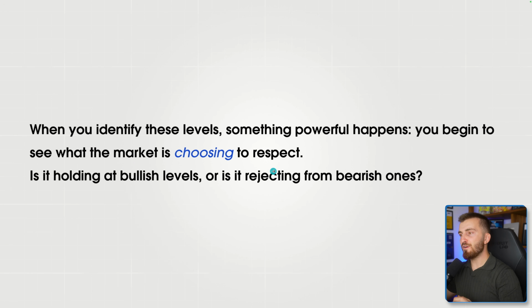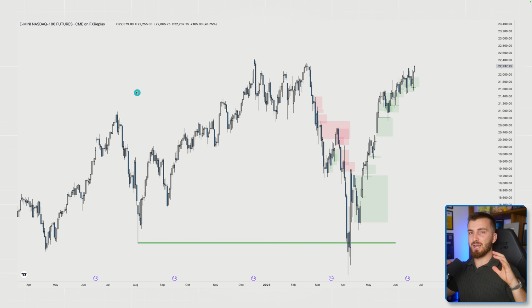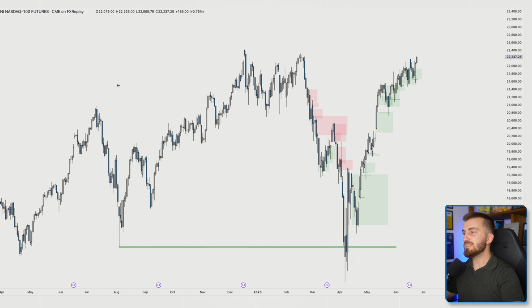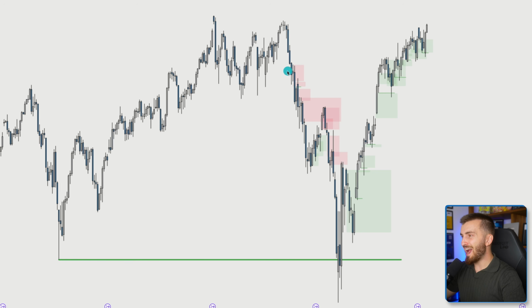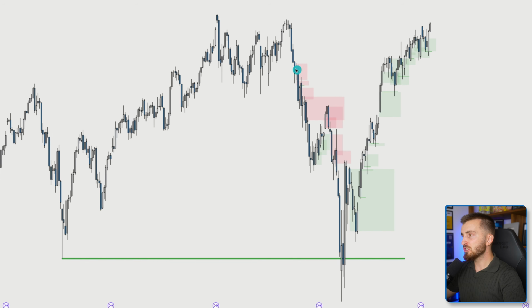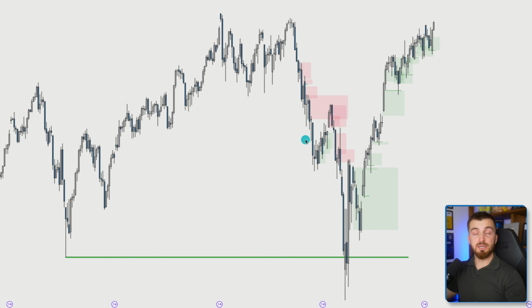Now, when you identify these levels, something powerful happens. You begin to see what the market is choosing to respect. Is it holding at bullish levels, or is it rejecting from bearish ones? So if we go back and we put everything together, you can see that as the market is moving bearish, you can only see the market reacting from bearish levels, right? So during all this time, you would be bearish.